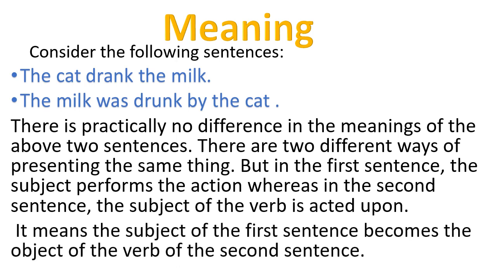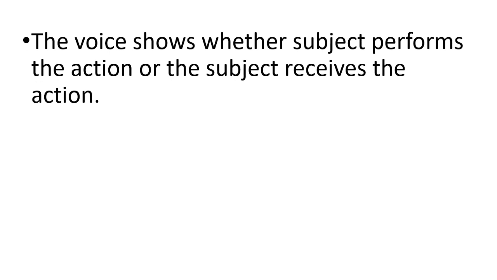It means the subject of the first sentence becomes the object of the verb of the second sentence. You can see the cat, in the first sentence the cat is written in the beginning and this is the subject, and in the second sentence the cat becomes passive and it is written in the place of object. The voice shows whether the subject performs the action or the subject receives the action.